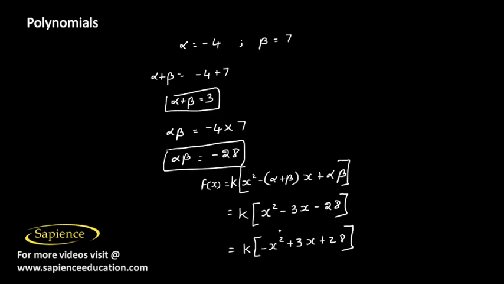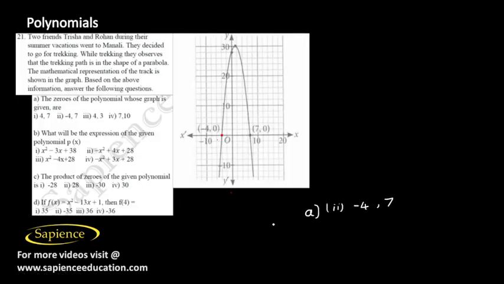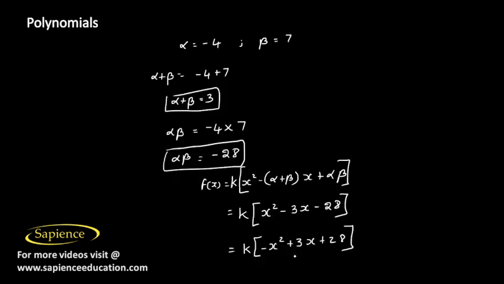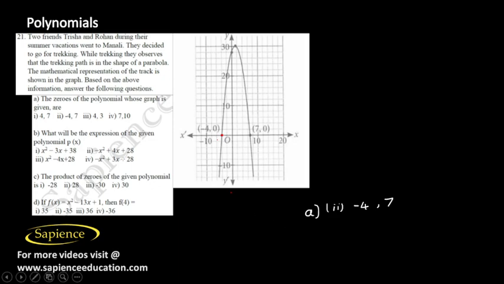So this can also be the polynomial of the given graph, and in the options only this option is there. This is not in the options, and this is in the options. So we should choose this one, and this is option number 4. So the answer to the second question, that is B, is option 4, minus x square plus 3x plus 28.